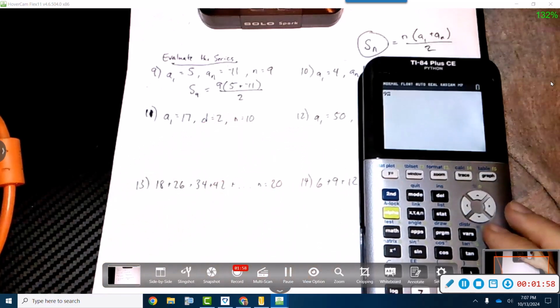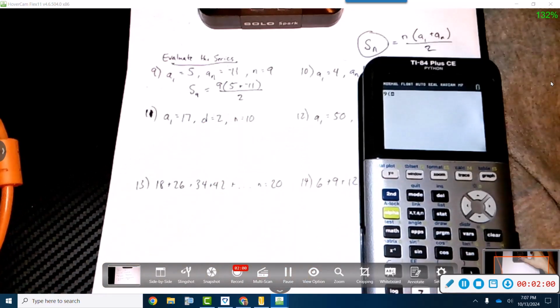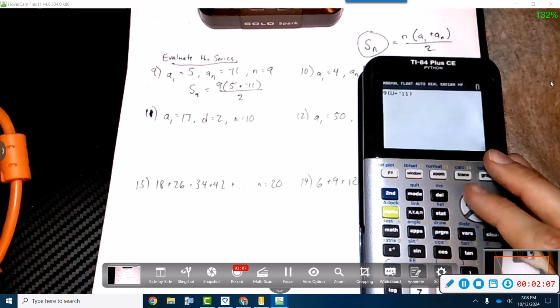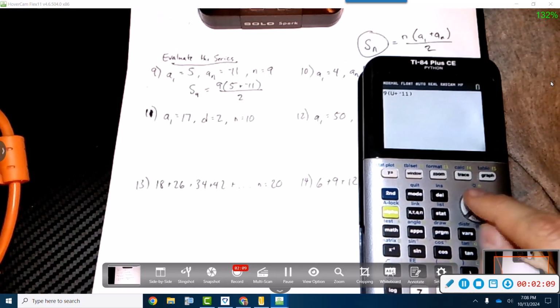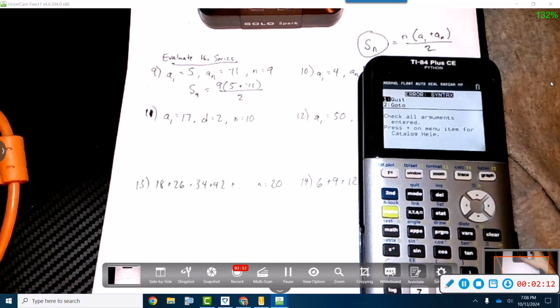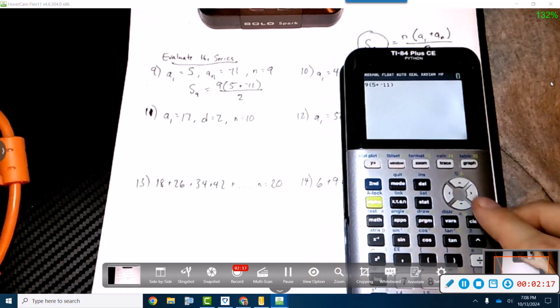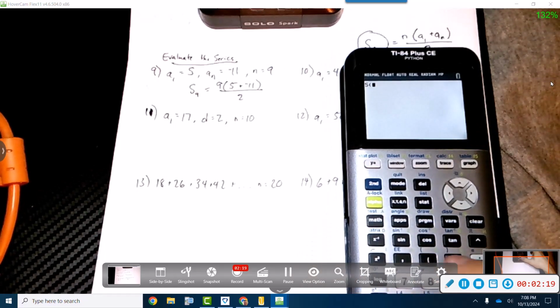There, okay. So 9, then we go 5 plus negative 11, hit enter. Okay, divide by 2, negative 27.